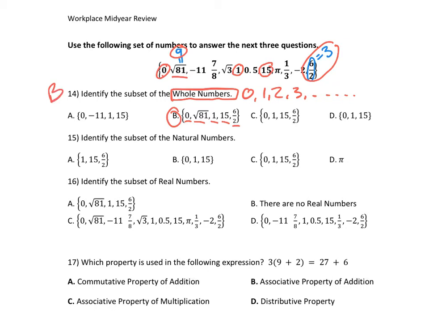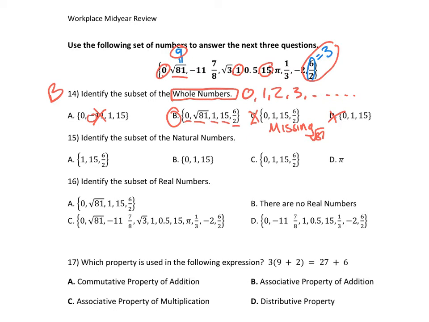If you want to do some eliminating, A has that negative 11. Negatives are not natural numbers. Letter C does have all whole numbers, but it's missing a few. It's missing the square root of 81, so that's why it can't be C. And same thing with D. D does have all whole numbers, but it's missing square root of 81 and 6 over 2. So you just got to make sure you're including all of the whole numbers.